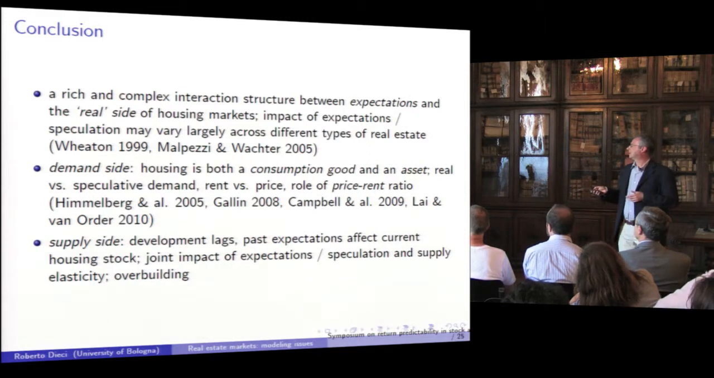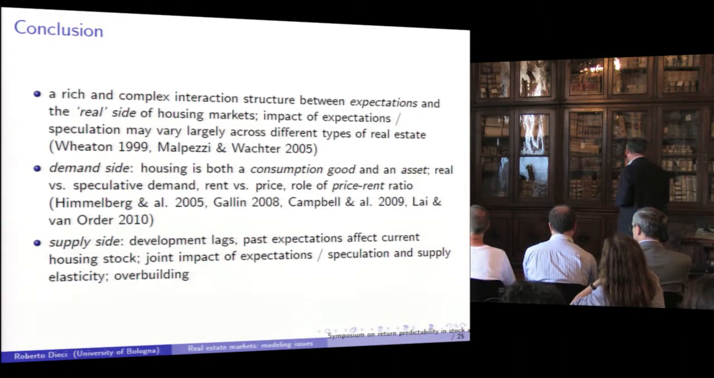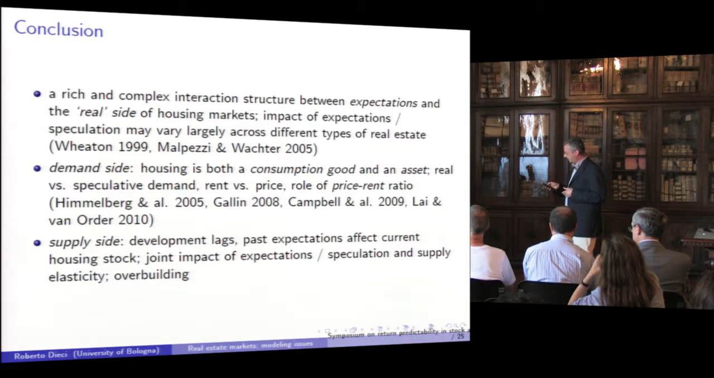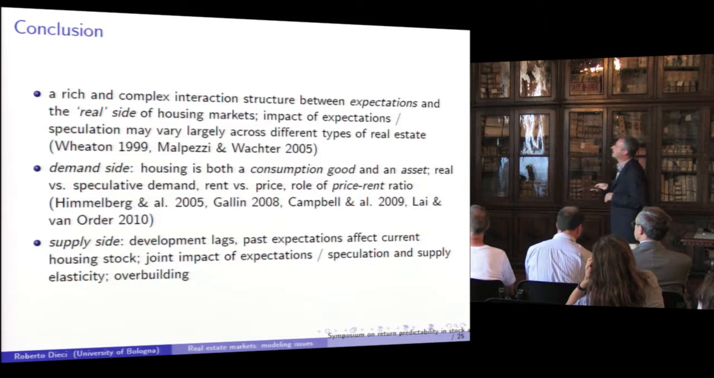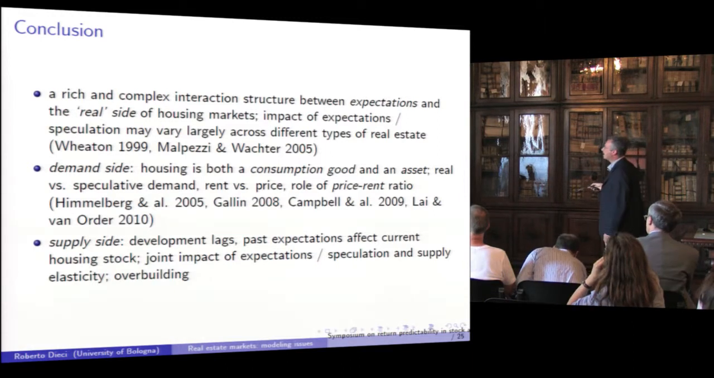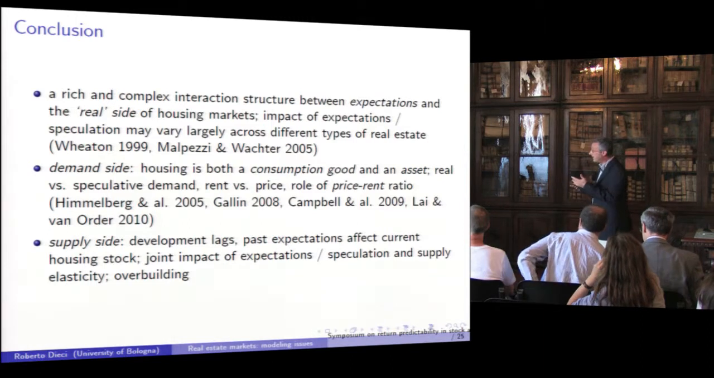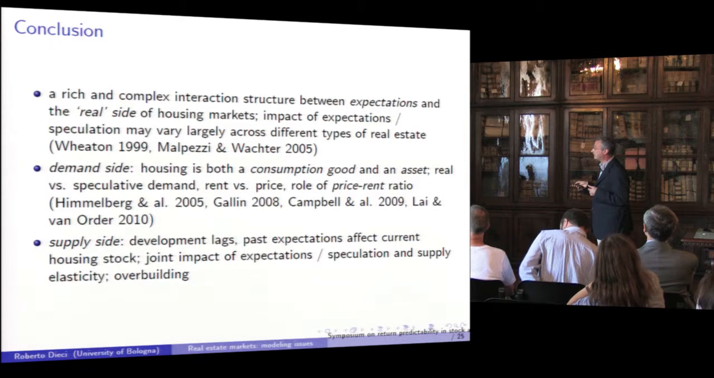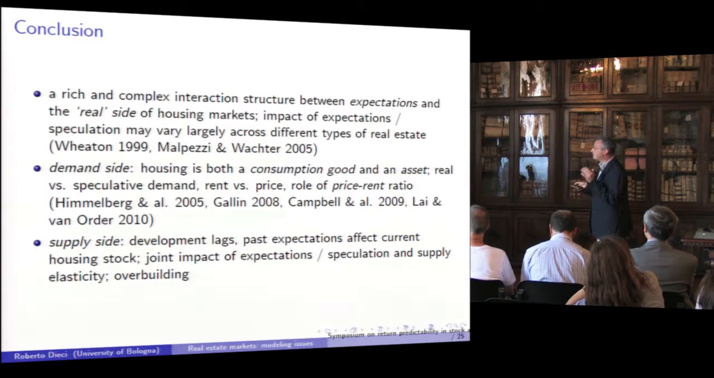Conclusion. What is impressive is that if you look at the literature coming from different sources, from different areas, one important point is that the literature points out a rich and complex interaction structure between expectations and the real side of housing markets. The impact of expectations or speculation may vary largely across different types of real estate.